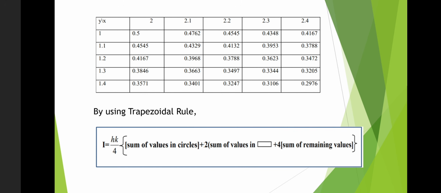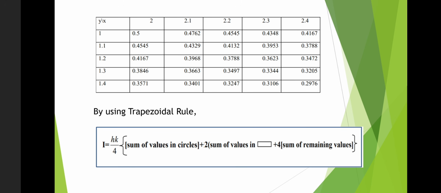Now we calculate the values of the function at each nodal point and apply the double integral trapezoidal rule. The table shown on this slide contains the values of f(x, y) equal to 1 by xy for every combination of x and y values. The column represents the x values ranging from 2 to 2.4 with an interval of 0.1. The row represents the y values ranging from 1 to 1.4, also with an interval of 0.1. Each entry in the table is obtained by substituting the corresponding values of x and y into the function.